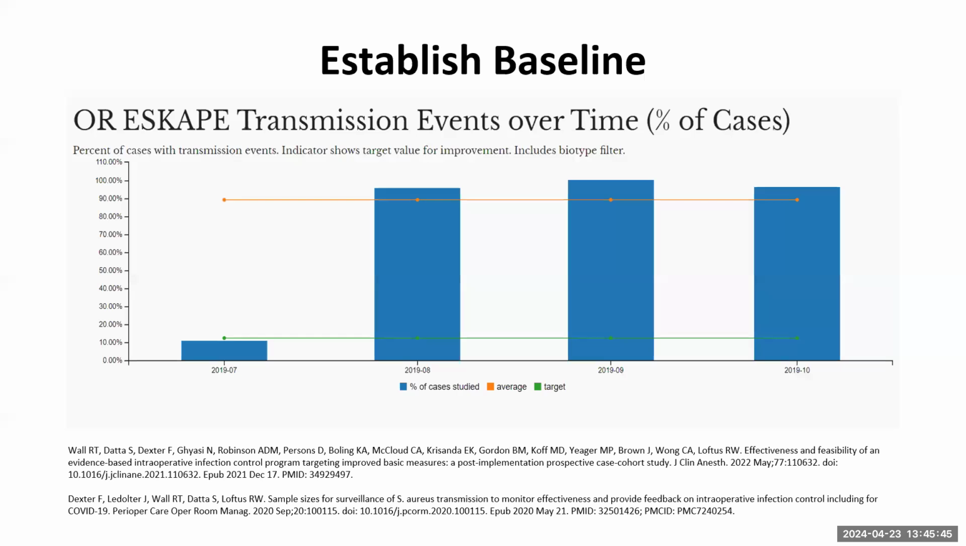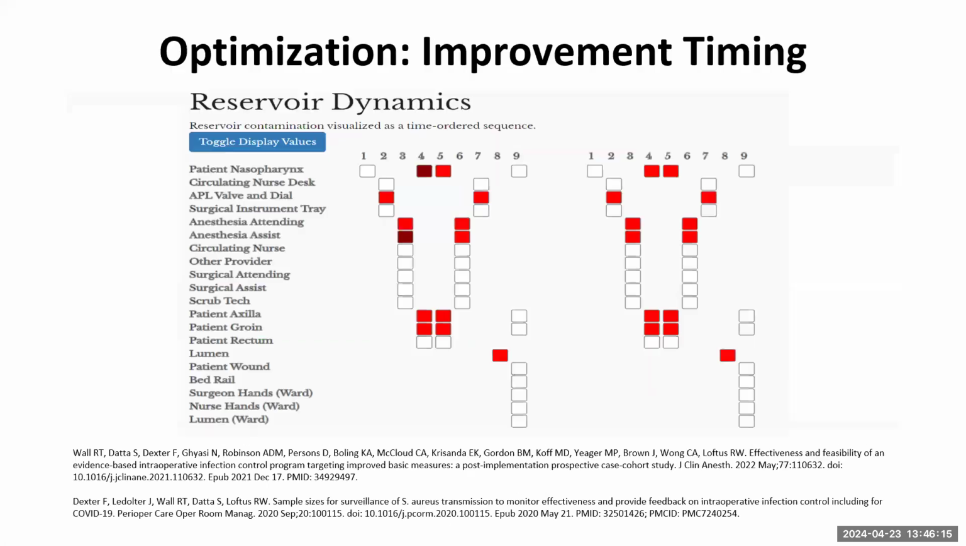Once you establish your baseline, part of that is also looking at, okay, I've got a lot of organisms, but are they moving? Are we transmitting? Or is it more than just contamination? You can see here that the green line down here is where we want to be, and they're way above the green line up here. So it wasn't just that there's a lot of contamination, there was a lot of movement, a lot of transmission, and that's what we want to block.